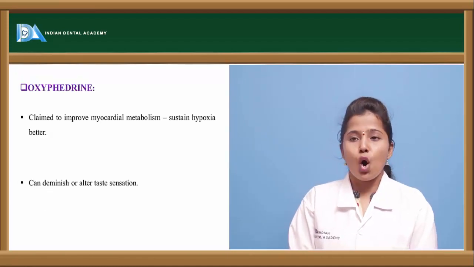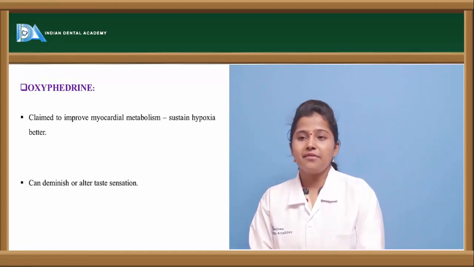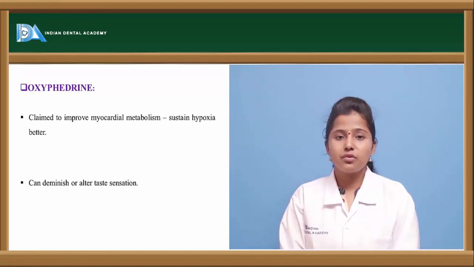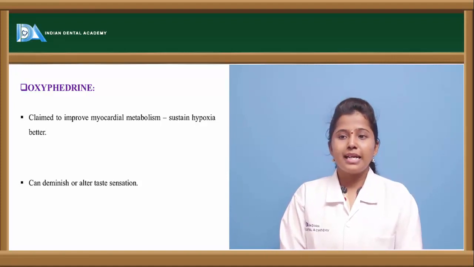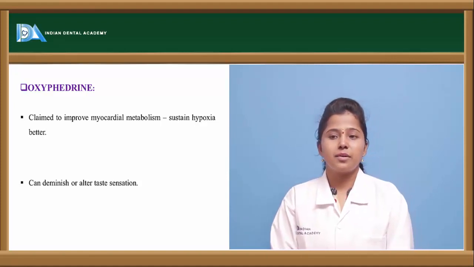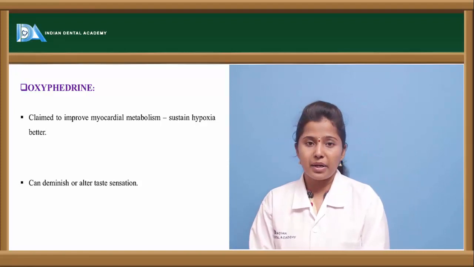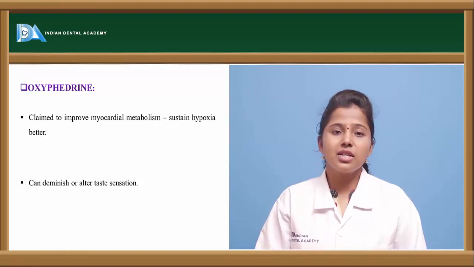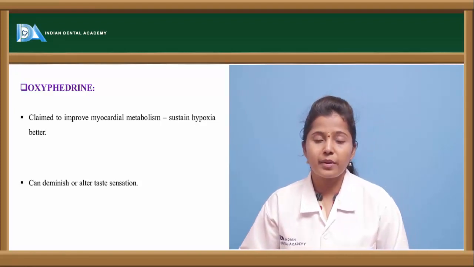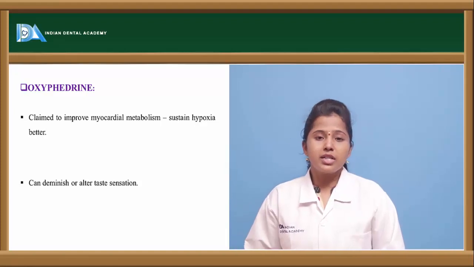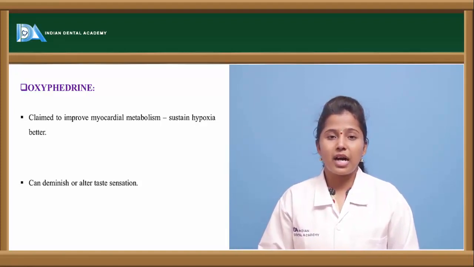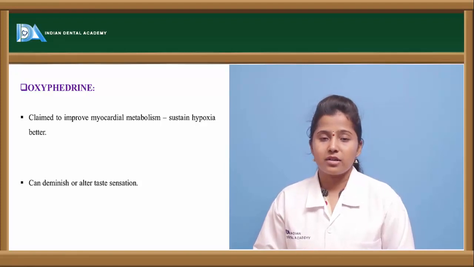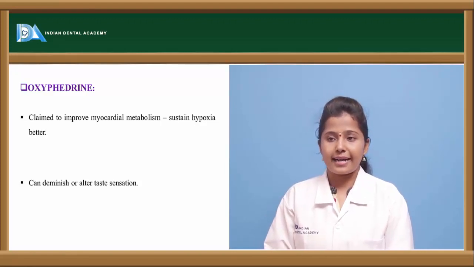The other one is oxyfedrin. Oxyfedrin is a drug which is also used in the treatment of angina. What does it do? It is claimed to improve myocardial metabolism. So the metabolism which occurs in the myocardial tissue can be improved by this drug. When myocardial tissue starts working properly, the heart functions in a proper manner. So this is how this drug acts.